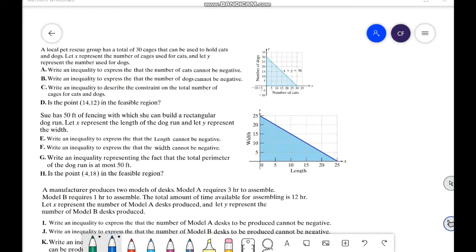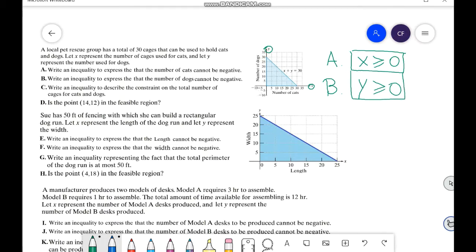So let's write down here letter A. The answer for letter A is going to be X is the number of cats, right? X needs to be greater than or equal to 0. That means it cannot be negative. This is the answer for letter A. Letter B. Write an inequality to express that the number of dogs cannot be negative. Number of dogs is Y. So Y cannot be negative. Y needs to be greater than or equal to 0. This is the second constraint, the second inequality.